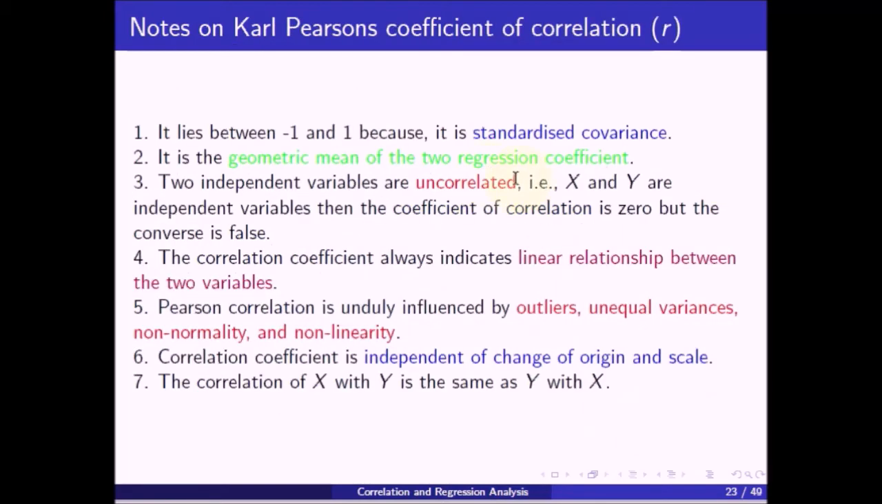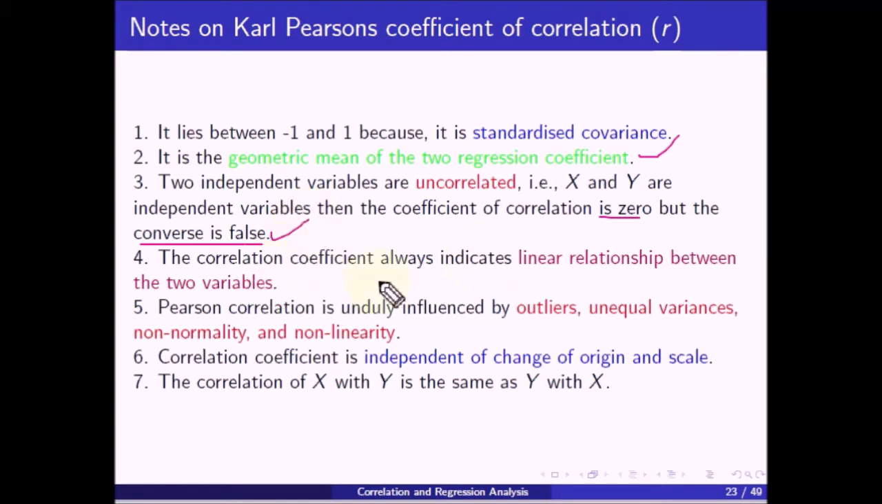Now notes on the Karl Pearson coefficient of correlation. It lies between minus 1 and 1. Already we know it is a standardized covariance. It is the geometric mean of the two regression coefficients. If two variables x and y are independent, then they are uncorrelated and the coefficient of correlation is 0, but the converse is false.